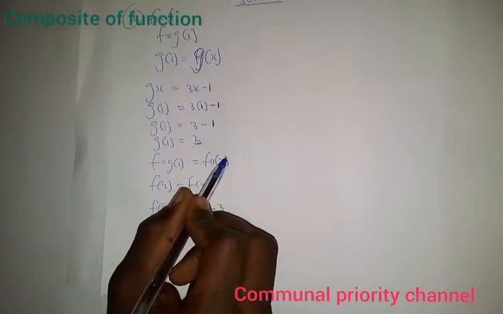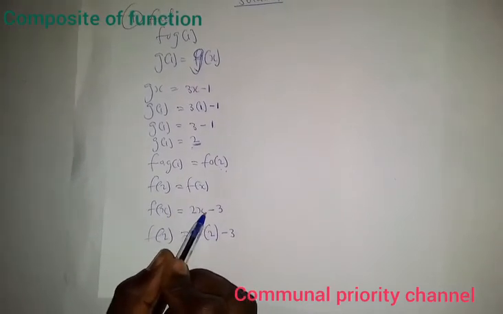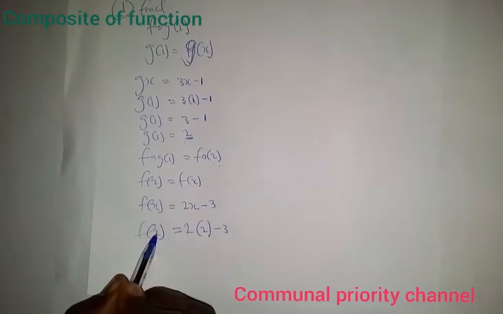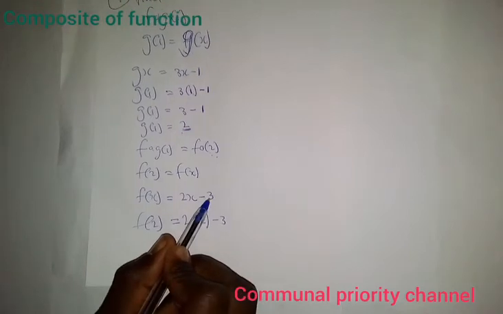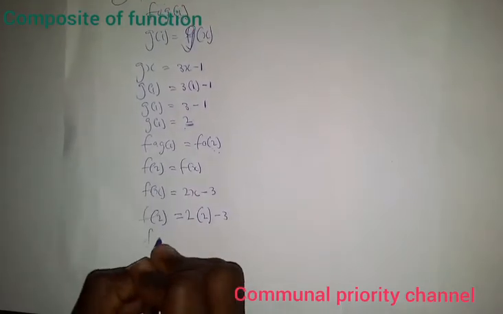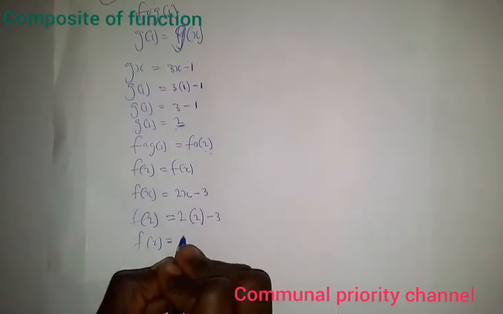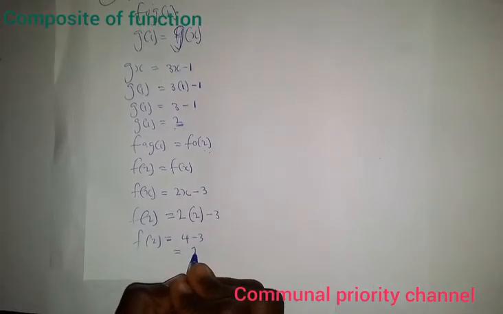We are substituting the value into f of x, and our f of x is equal to 2x minus 3. In place of this x, we put the 2, which gives 2 times 2 minus 3, as we have in the equation. So our f of 2 will be equal to 2 times 2, which is 4, minus 3, which is equal to 1.